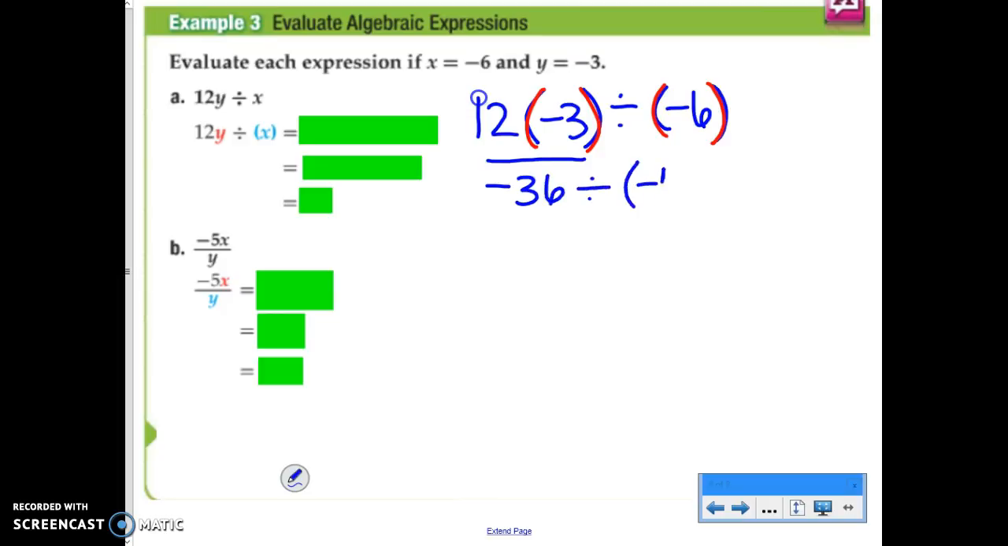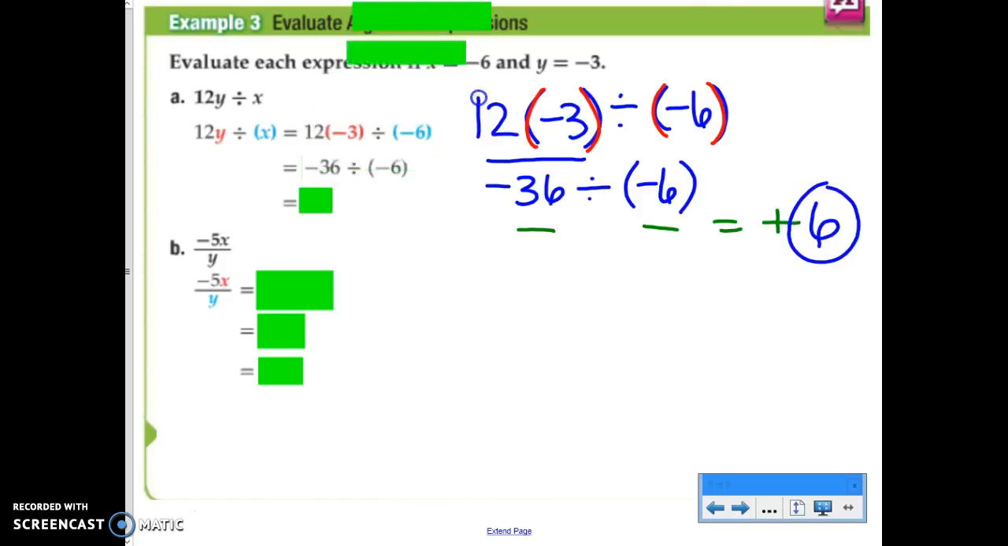Continue to write out the rest of your problem. And now I can see that I have a negative divided by a negative, which is going to give me a positive something, and 36 divided by 6 gives me 6. So a positive 6 would be my answer choice. And this just kind of breaks it down for you.